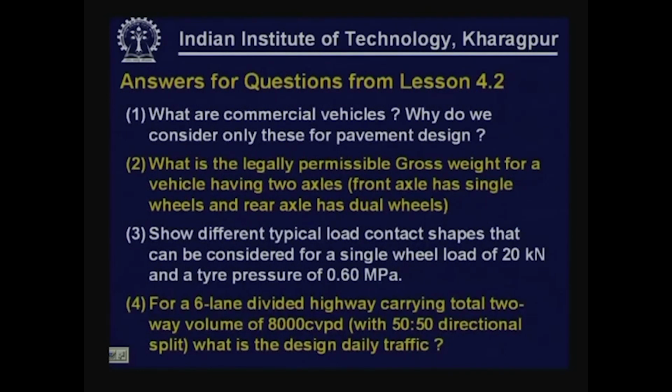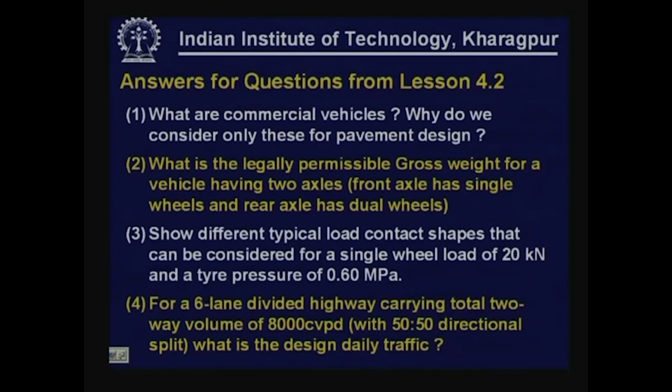Answers for questions that we asked in the previous lesson is: what are commercial vehicles? Why do we consider only these for pavement design? Commercial vehicles are those which have a laden weight of more than 3 ton, because smaller vehicles which carry smaller loads do not produce significant amount of stresses so as to cause significant damage to the pavement. That is why we would not consider other than commercial vehicles.